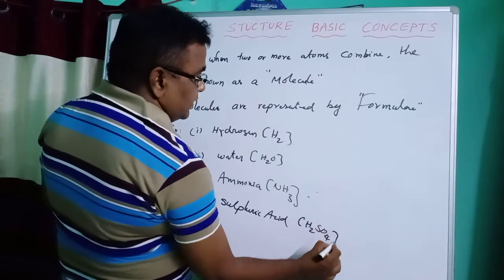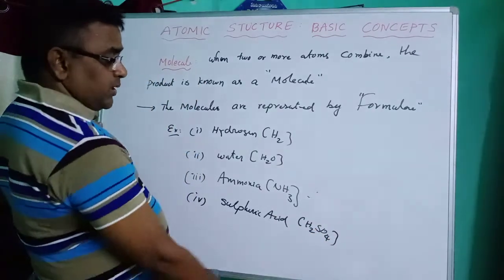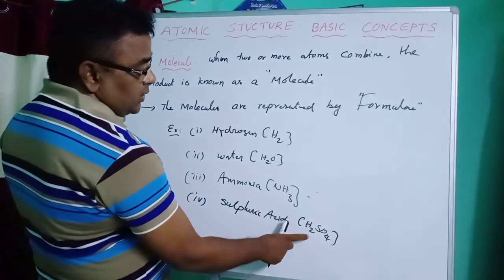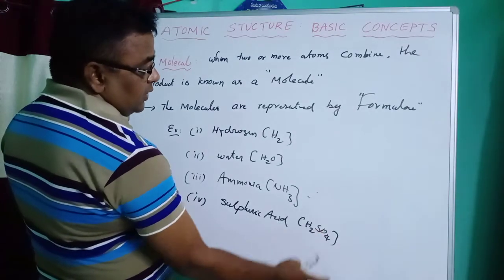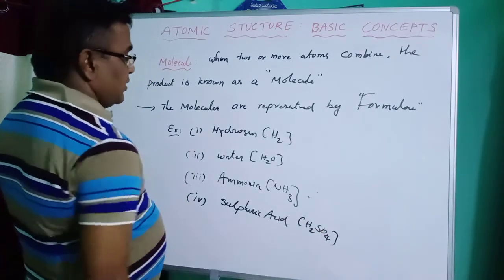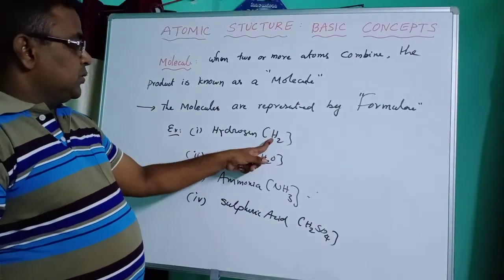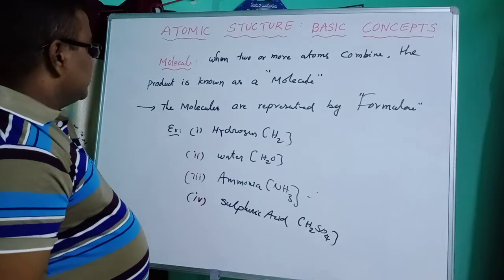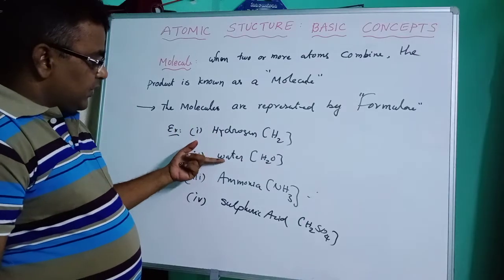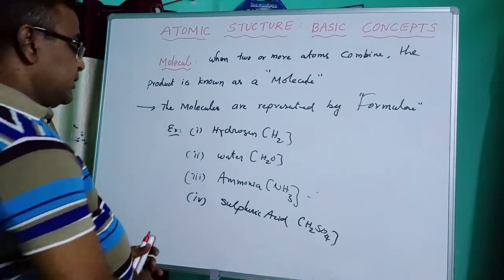Another example, fourth one is, for example, sulfuric acid, H2SO4. So in sulfuric acid, how many atoms? That means 2 hydrogen atoms, 1 sulfur, 4 oxygen atoms. Total is 7 atoms. So what is a molecule? Minimum two or more atoms combined is known as a molecule. Example: hydrogen, water, ammonia, sulfuric acid, etc.